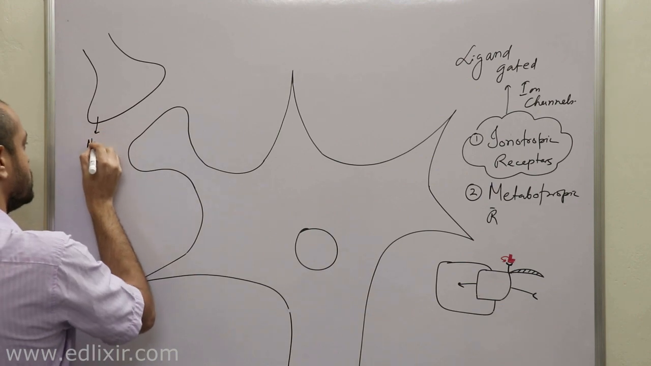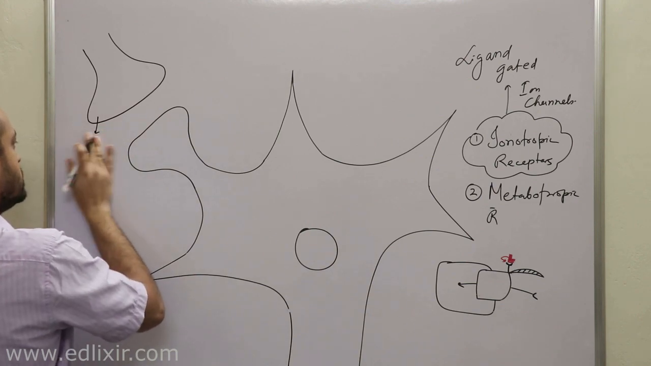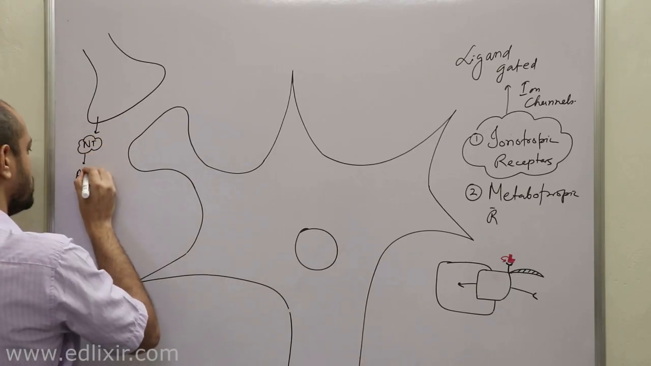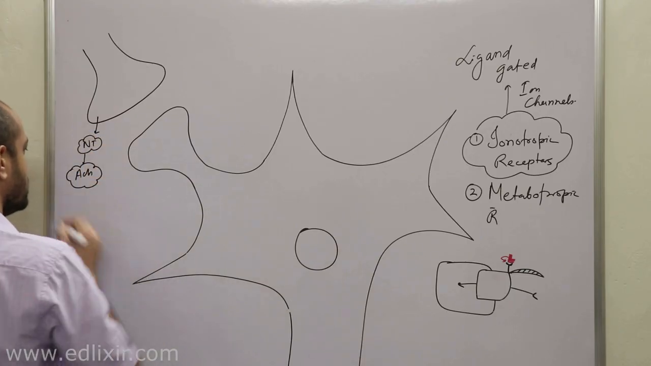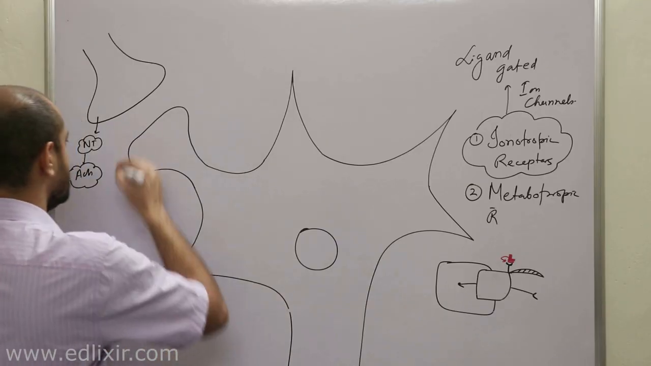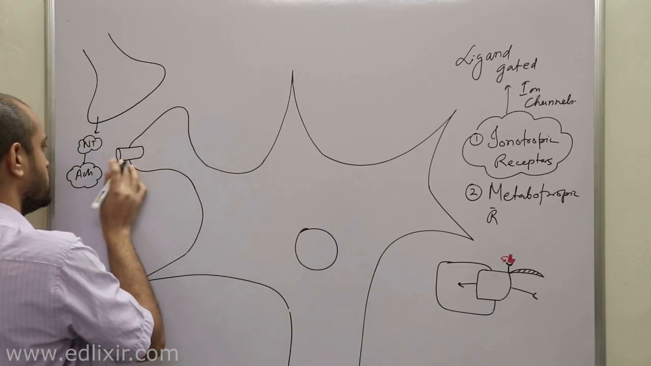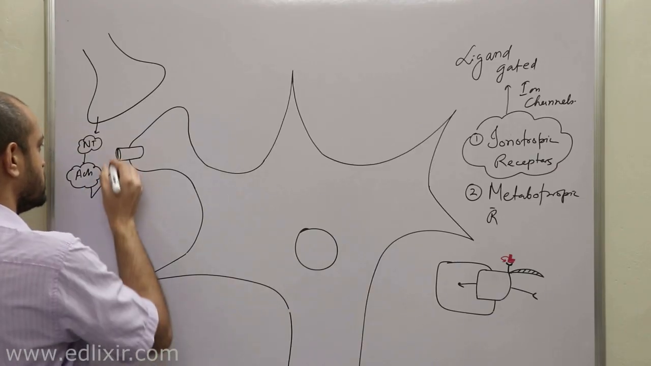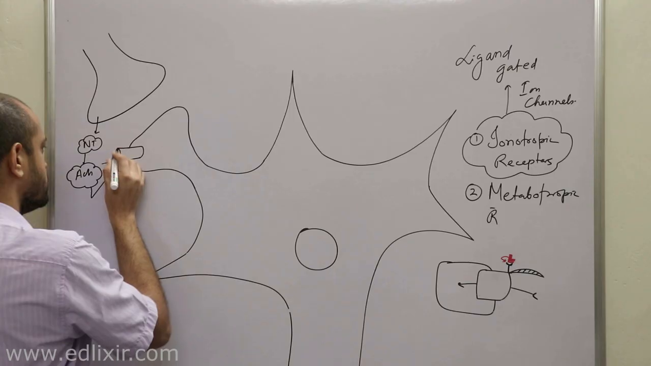Suppose here is sodium, sorry. Here is neurotransmitter, which is what? In our case, acetylcholine. Now listen with all your attention. When acetylcholine comes out, suppose here is a ligand gated ion channel, right? Whenever acetylcholine binds with this ligand gated ion channel, this channel will now open, sodium will rush in.